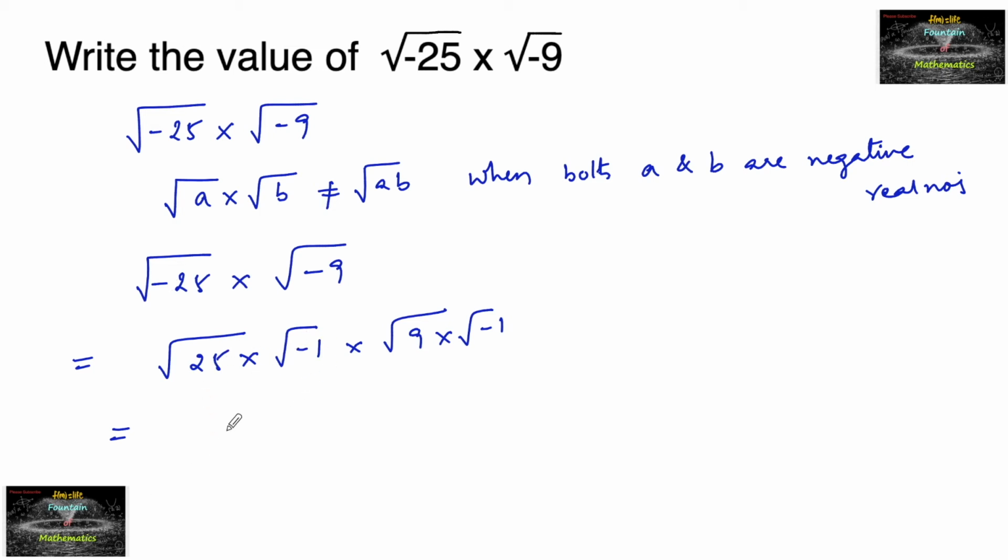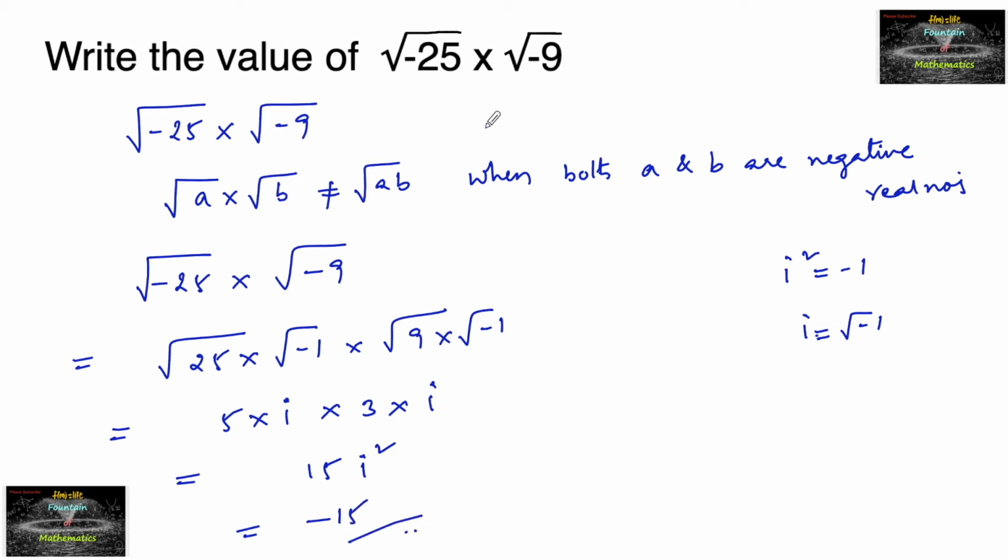That's no problem. Root 25 is 5, and root of minus 1 is i, since we know that i square is equal to minus 1. Again root of 9 is 3 and root of minus 1 is i. So 5 times 3 is 15, i times i is i square, and the value of i square is minus 1, so we get the answer minus 15. So root of minus 25 times root of minus 9 is minus 15.